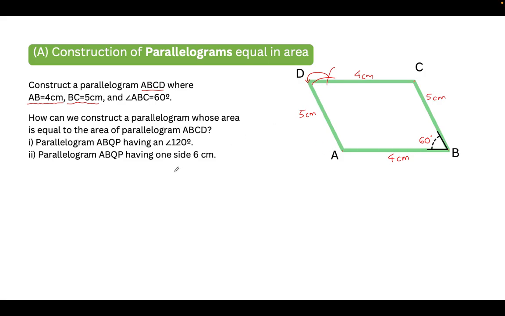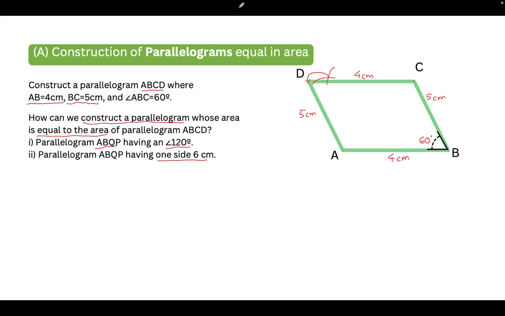So this is the next step. How can we construct a parallelogram whose area is equal to the area of parallelogram ABCD? We need to construct ABPQ which has an angle of 120 degrees. Here our parallelogram has an angle of 60 degrees, so we need to construct another parallelogram that has an angle of 120 degrees. And second, we need to construct parallelogram ABPQ having one side 6 centimeter. Here our 2 sides are 4 centimeter and 5 centimeter, but we need to construct a parallelogram that is equal in area and has one side 6 centimeter.